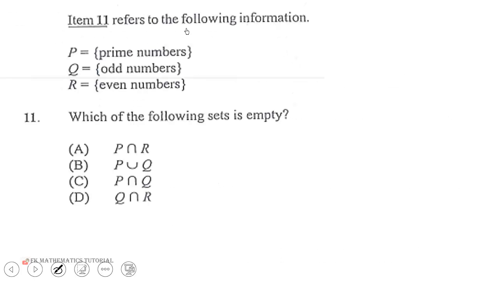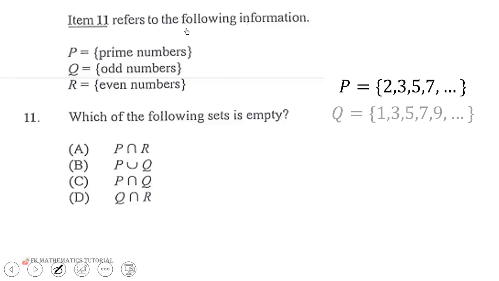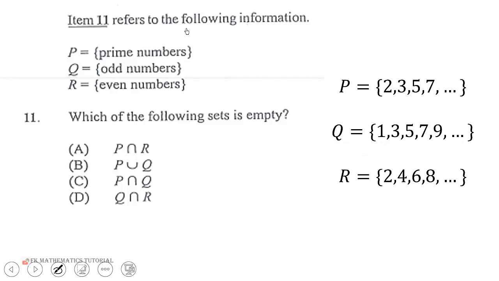Question number 11. Item 11 refers to the following information: P equals prime numbers, Q equals odd numbers, then R equals even numbers. Which of the following sets is empty? So Q intersection R will be empty. There's no number here that is also here. So Q intersection R is empty.